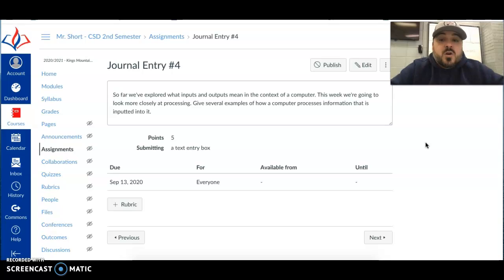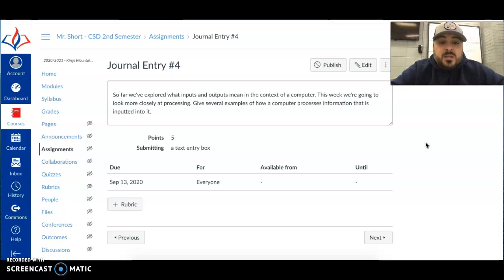Then you're going to have your fourth journal entry. This is your only graded assignment for this week. Journal entry number 4 says, so far we've explored what inputs and outputs mean in the context of a computer. This week, we're going to look more closely at processing. Give several examples of how a computer processes information that is inputted into it. I've already given you one example in this message today: taking a Google Doc or an email, typing into the computer, which is an input, and it producing something. So I've already given you one example. This is worth 5 points.